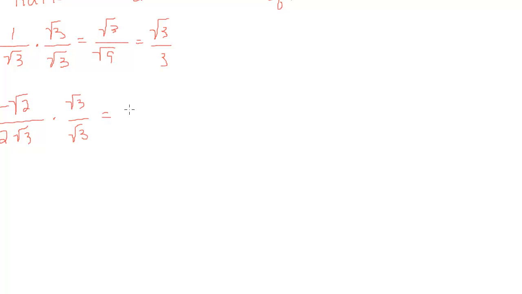So now, let's see, what do I have in the top? Remember, these are both square roots, so this is just the negative square root of 2 times 3, or 6.